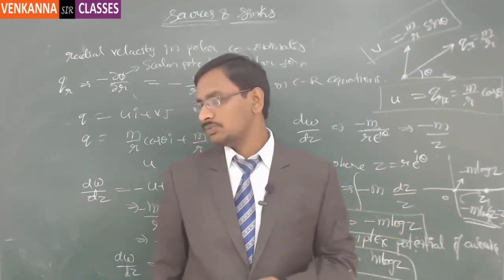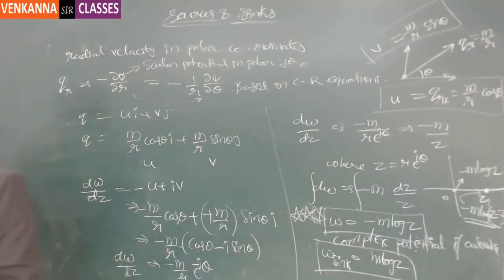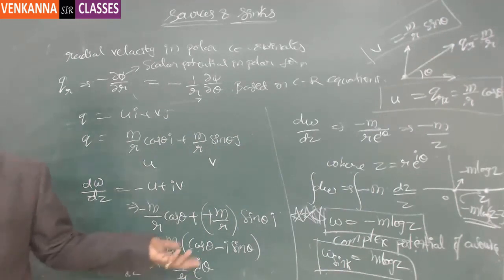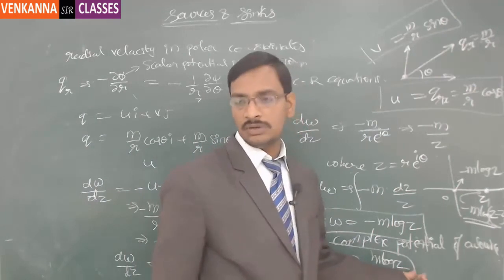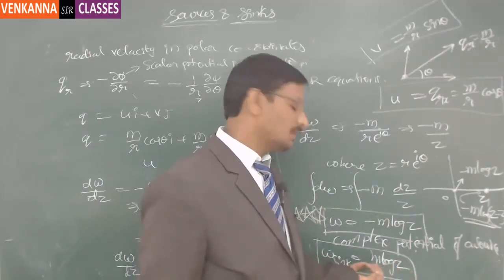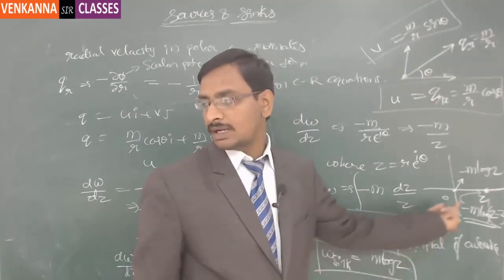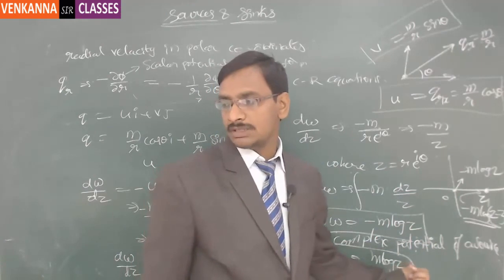Got it or not, Liju? So basically you are replacing z with z minus z1. That's it. If it is a sink of strength m, then it will be plus m log of z minus z1. So this is the sink which is present at a location z1, and the complex potential will be m log of z minus z1.